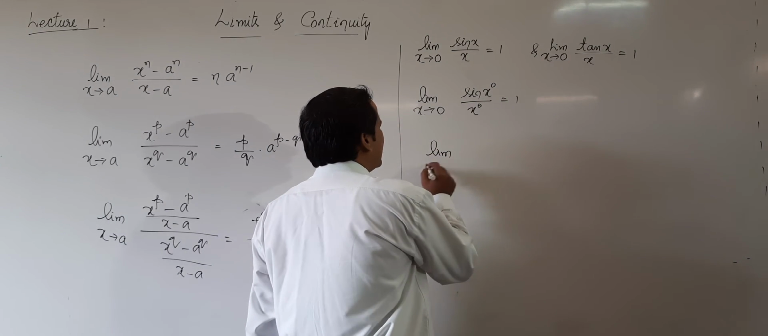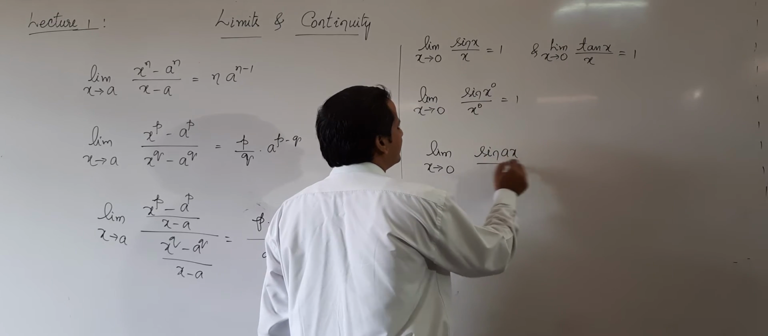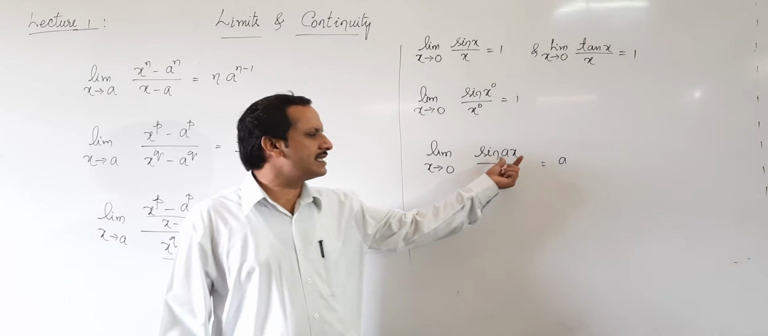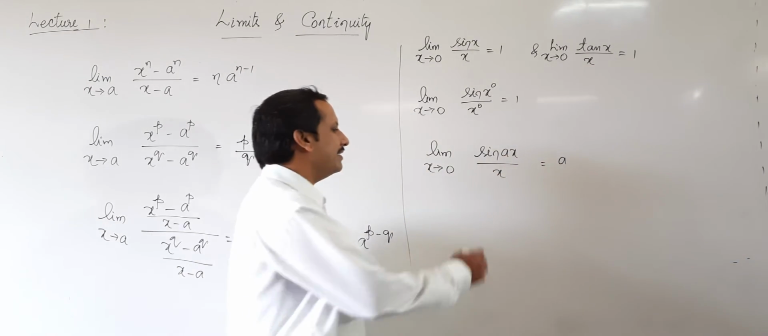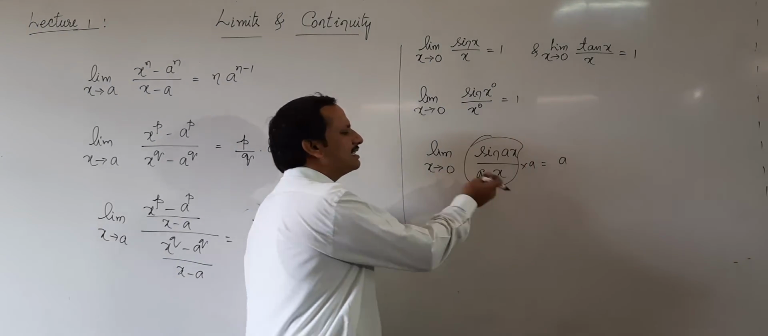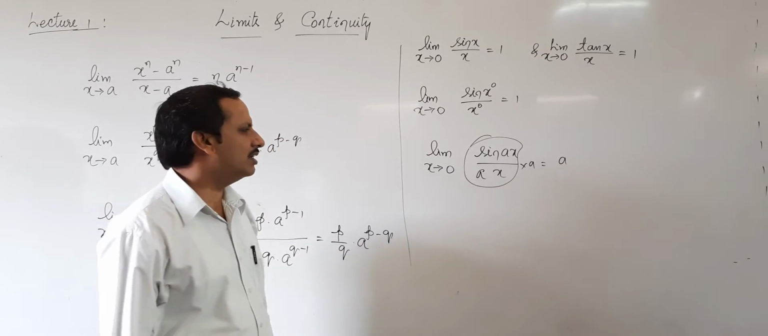Then limit x tends to 0, sin ax by x is equal to a. How do we get it? When we have sin ax here, we want ax in the denominator. So multiply and divide by a. Sin ax by ax as x approaches 0 will become 1. So that 1 into a will be equal to a.